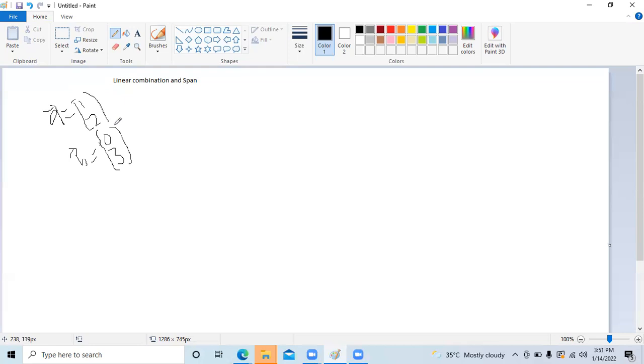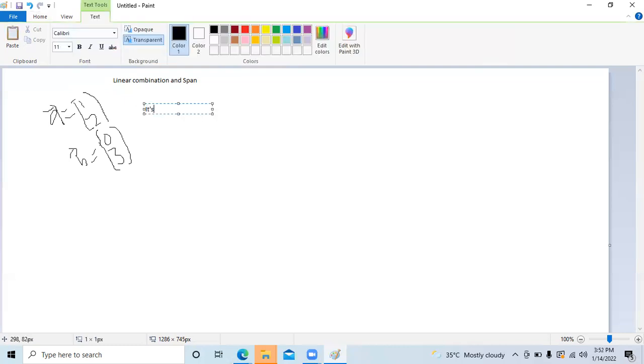Linear combination of A and B, right? Let me write it down for emphasis sake. It's any constant, or any number, times vector A plus any constant times vector B.